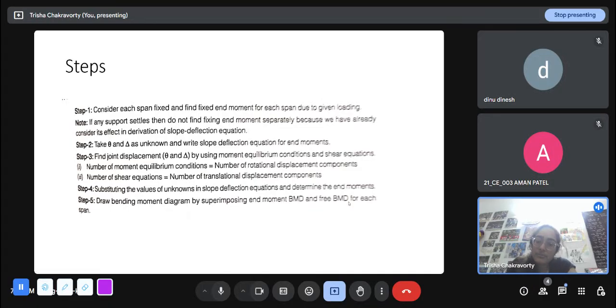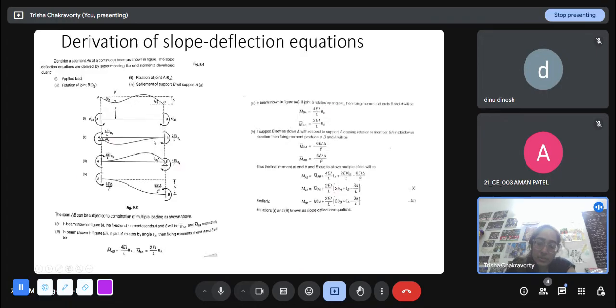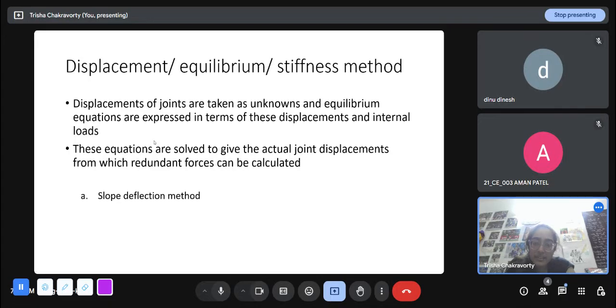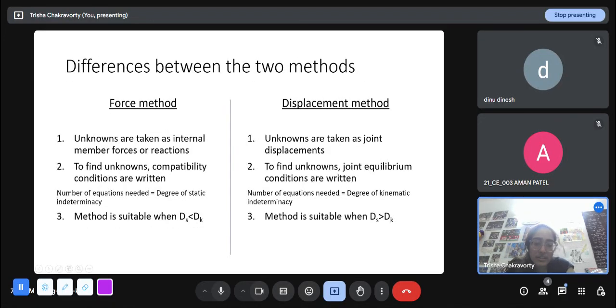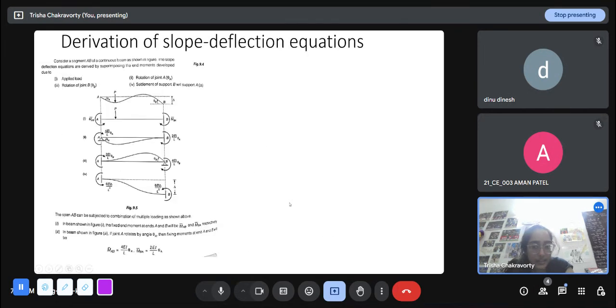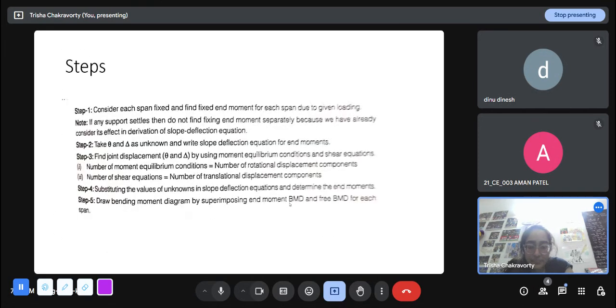Also, you see that since we are taking the theta and delta as unknown, this is what we looked at when we looked at force methods. Sorry, displacement methods. What is it? The unknowns are taken as the joint displacements. And the number of joint displacements is the degree of kinematic indeterminacy. So that is why we looked at kinematic indeterminacy in this class. So this number of theta and delta will be the degree of kinematic indeterminacy in the structure.